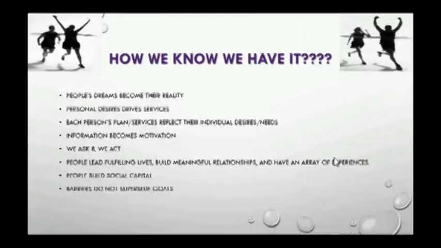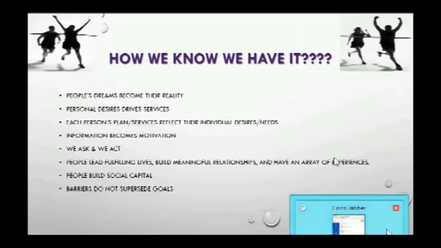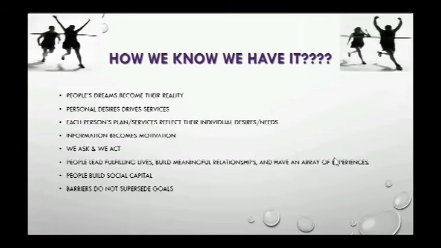How do we know we have it? Ways to determine if we're on the right track. They'll show up in the lives of the people we support. Here are just some ways that we can know that we're on the right track. People's dreams will become their reality. A person's desires will drive their services. Each person's plans and services reflect their individual desires and needs.